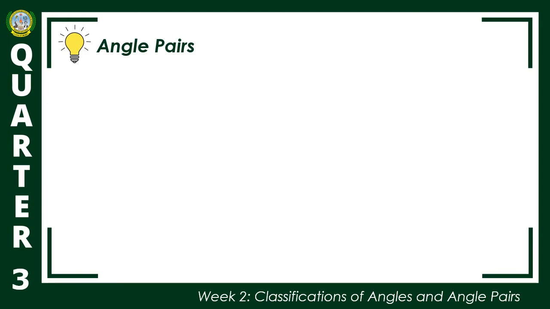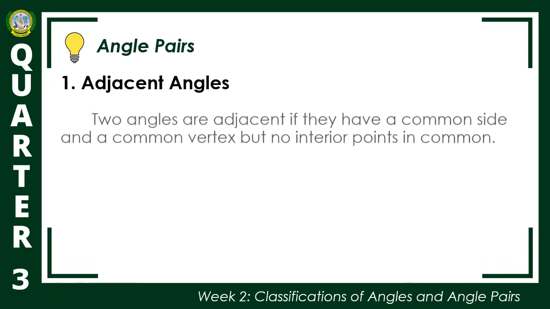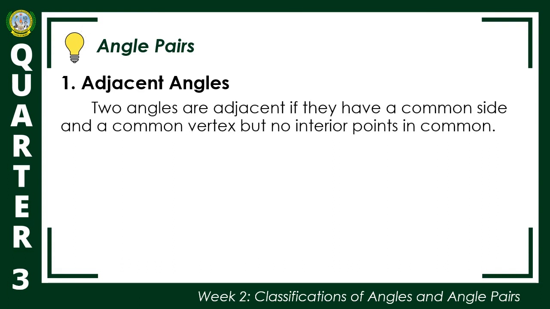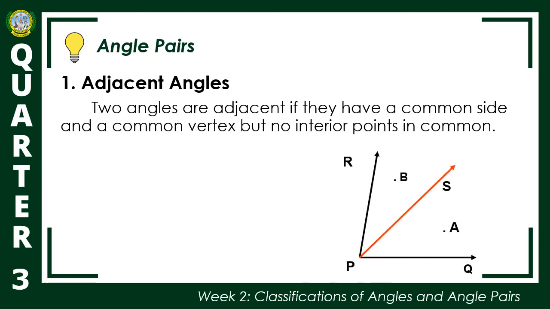The first pair of angles is what we call the adjacent angles. Two angles are adjacent if they have a common side and a common vertex but no interior points in common. So this is how we illustrate adjacent angles. Again, consider angle RPS and angle QPS. So look at the figure. This is angle RPS, this one, and this is angle QPS.